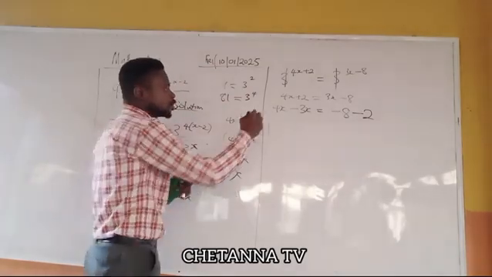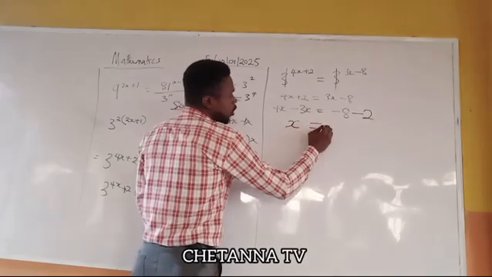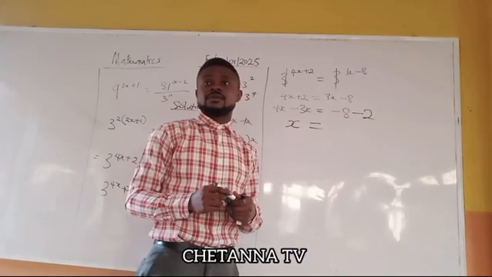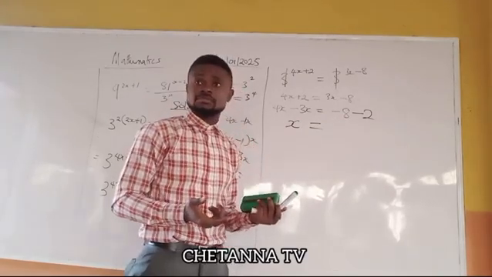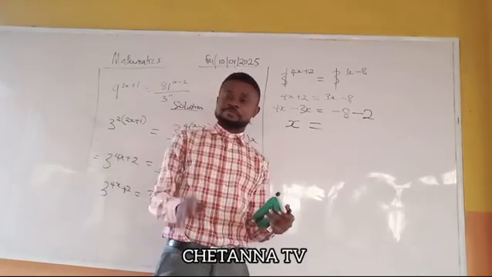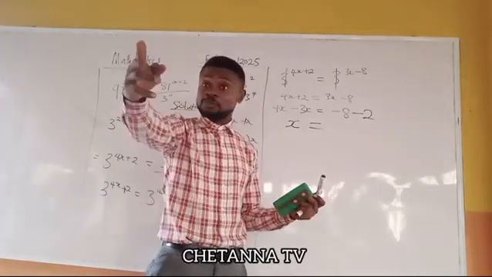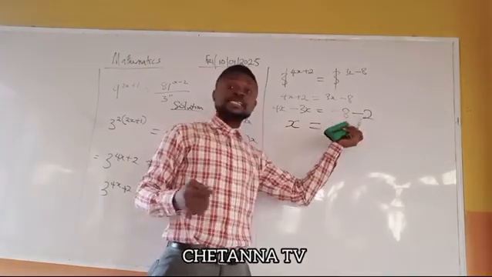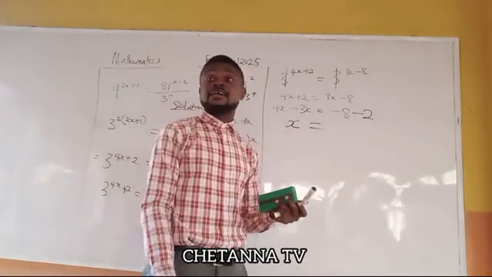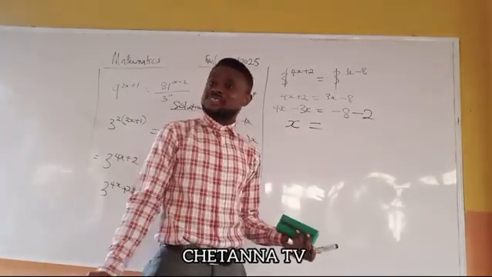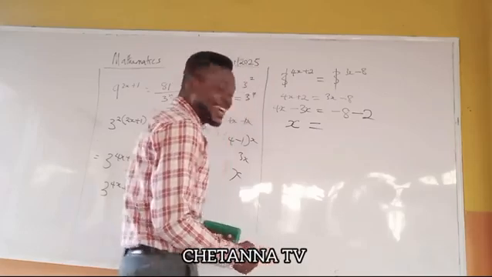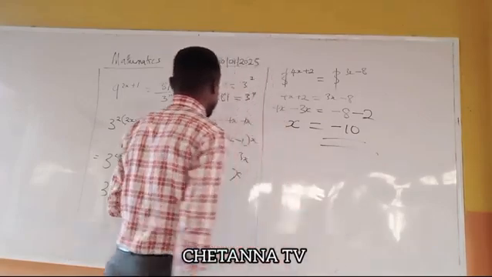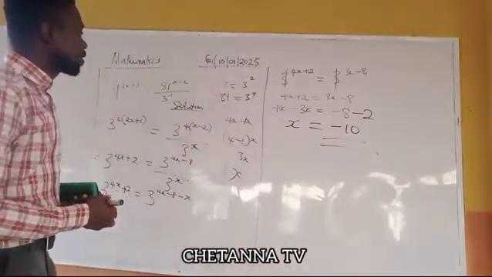Is it clear? So here is x is equal to what? Minus 8 minus 2 is what? Minus 10. Minus means that you are owing me, right? You are owing me 8 naira. Minus 2 means that you are owing me 2 naira. So how much are you owing me? 10 naira. So it's minus 10. So x is minus 10. That's the answer.